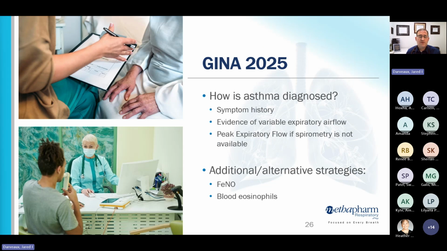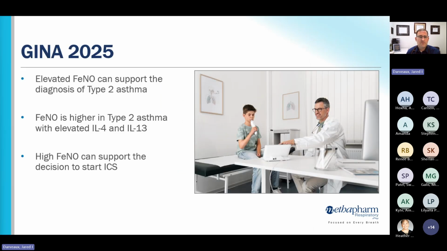The GINA guidelines use this in a couple different sections. One is in their asthma diagnosis section. Of course, we still take a patient history and we look for airway obstruction on spirometry, and we can look at peak flows if spirometry is not available. But then additional tests to help identify type 2 inflammation include exhaled nitric oxide and peripheral blood eosinophils.